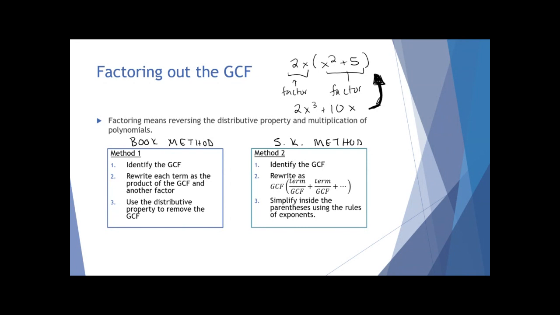For method 1, use the distributive property to remove the greatest common factor. So you're reversing the distributive property, and that's not usually obvious to people. In my method, you just have to follow the rules of exponents. So I think my method is easier. I'm going to show both methods so you can see the comparison.